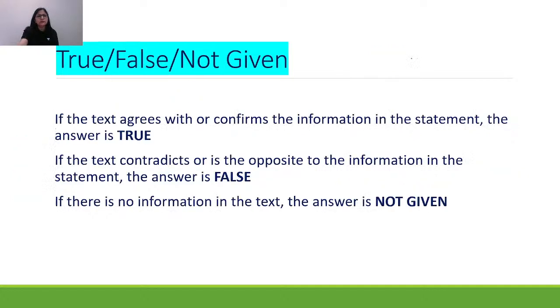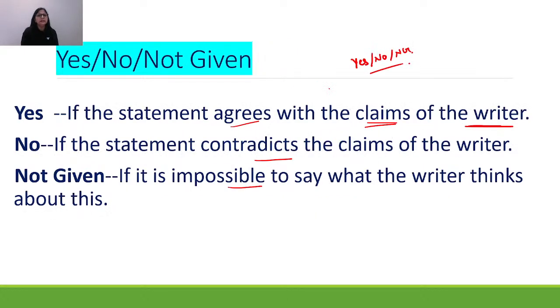Whereas true, false, not given are based on the facts given in the passage. If the text agrees with or confirms the information in the statement, the answer is true. So these questions, true, false, not given, are based on the facts, whereas those questions are based on the writer's claim, the writer's views. That's the difference.